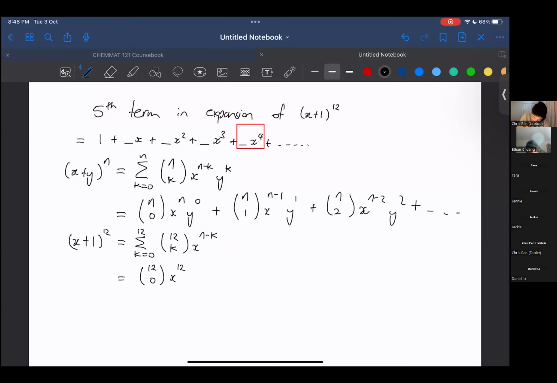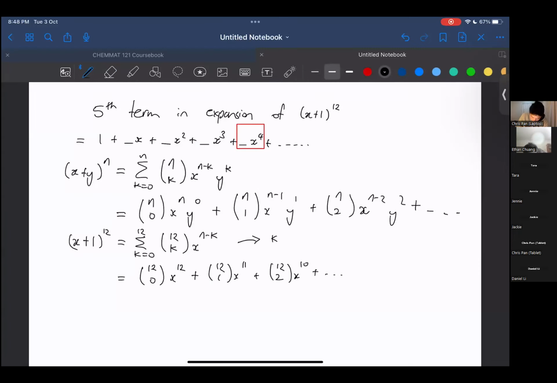And if we just plug in k equals 0, we get 12 choose 0 times x to the 12 plus 12 choose 1 times x to the 11 plus 12 choose 2 times x to the 10, and so on, right? But we want the term with x raised to the fourth power. So how do we get x raised to the fourth power? Well, we see that in each term here, x is raised to the power of n minus k. So we want n minus k to equal 4 to get the power where we have x raised to the fourth power. Okay, so n minus k equals 4.